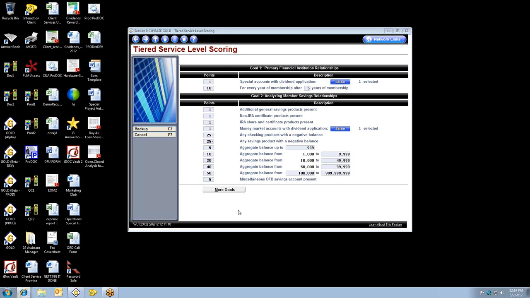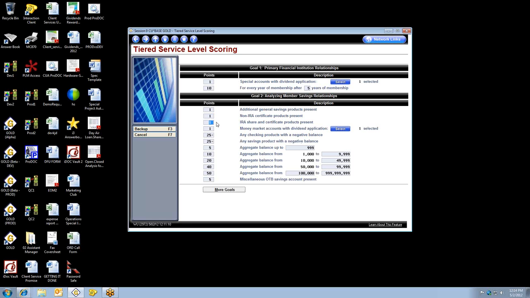The next option, non-IRA certificate products present. In this particular option, it's a little bit different from the previous option in that we would scan the certificate file for any certificate that the member has that is not an IRA. This is simply just looking for the presence. So this is really designed so that the member with 5 $1,000 certificates, for example, does not score more points than a member with a $100,000 certificate balance. You can score a little bit differently in regards to aggregate balances when we start talking about the aggregate balances here in a moment.